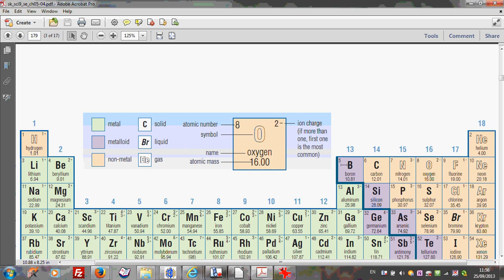Boron, above it, has only 5 protons in the nucleus, so that's what makes boron boron. Carbon has 6 protons in the nucleus, and that's what makes carbon carbon.